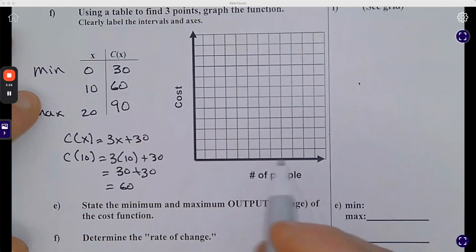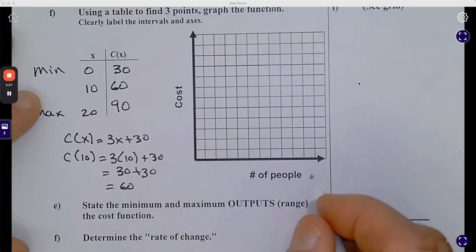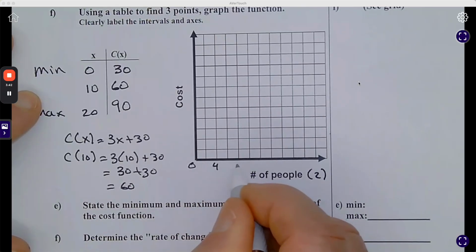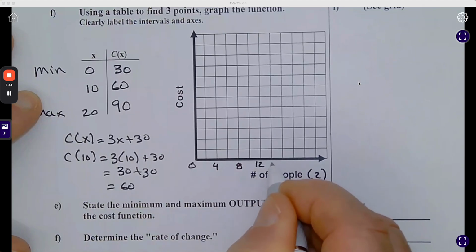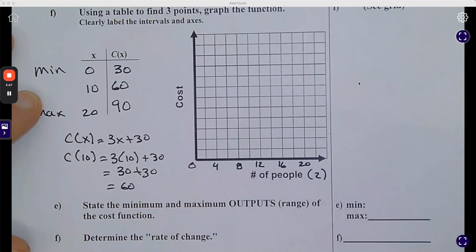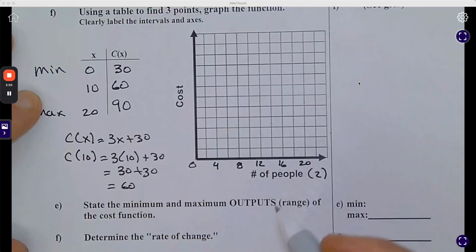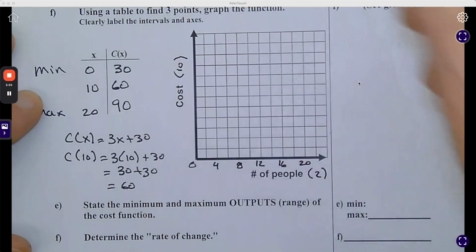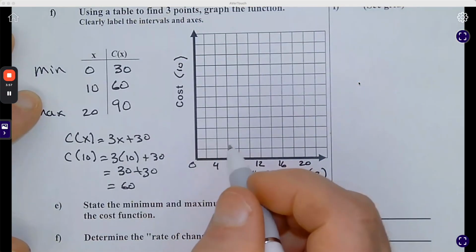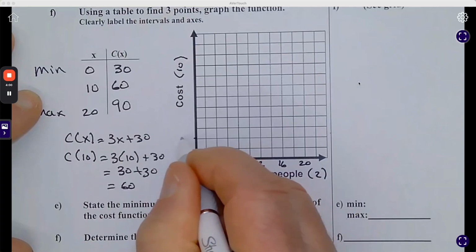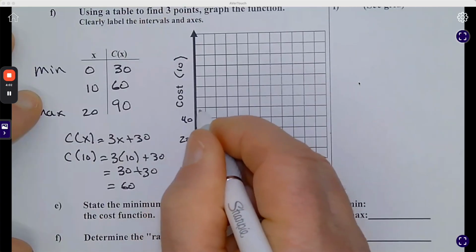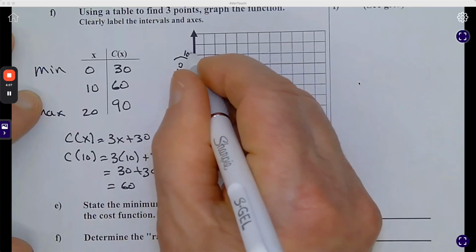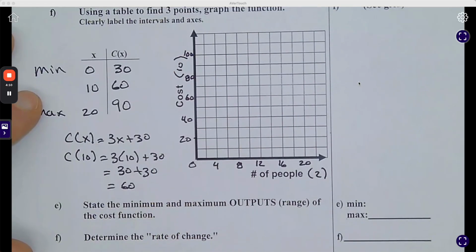Okay, number of people. Let's see, 2, 4, 6, 8, 10. I'm going to do increments of 2. So 0, 2, 4, 6, 8, 12, 16, and 20. That fit nicely. The cost is 90. I've got to go up to $90, so I'm going to do increments of 10. I like nice even increments. It's just nice. 10, 20, 30, 40, 50, 60, 80, and 100.